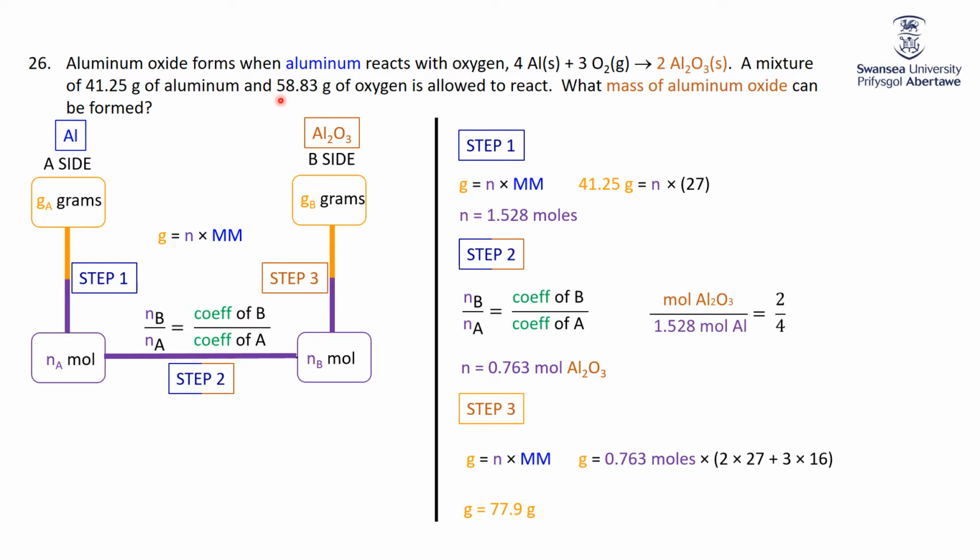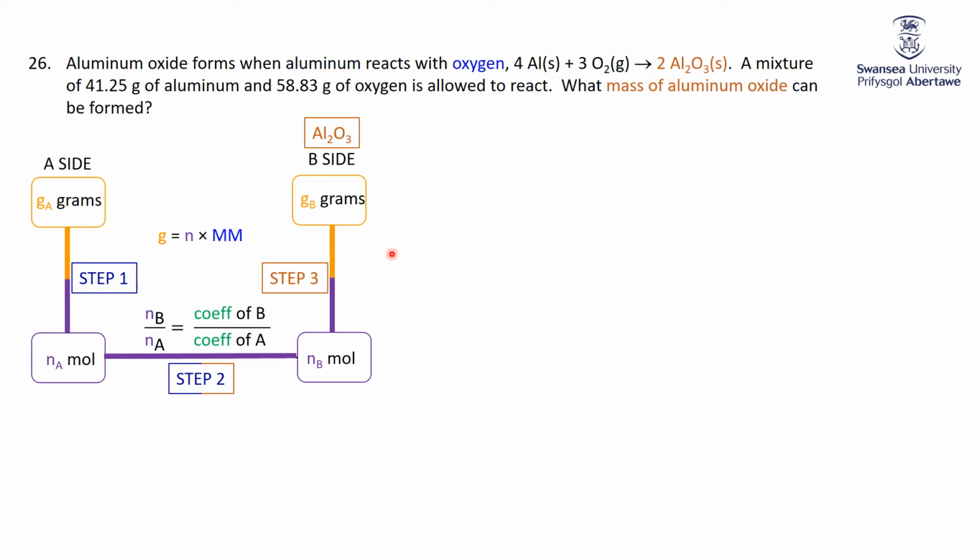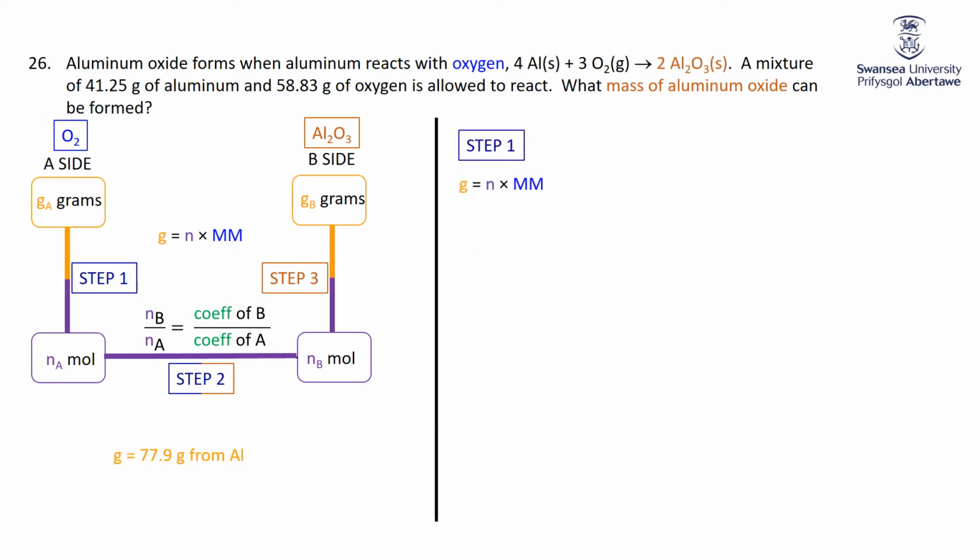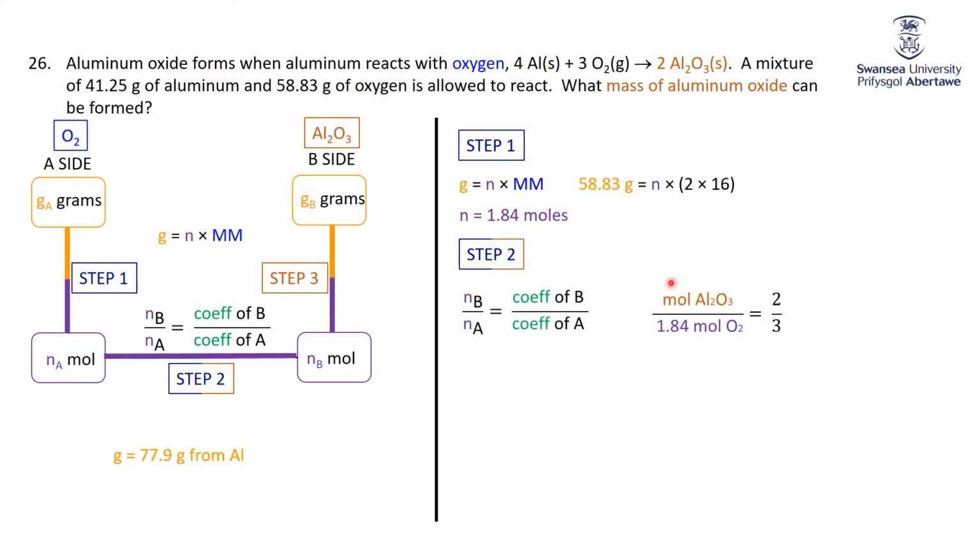But of course, that's not necessarily the answer, because now we've got to go back and say, well, we also know how much oxygen we had. So let's keep exactly the same thing now, except now oxygen is our compound A. Step 1, same idea, except now it's oxygen instead of aluminium, so the molar mass is 32, 1.84 grams of oxygen. Step 2, convert over. Well, now the coefficient of Al2O3 is still 2, but the coefficient of O2 is 3. So that means we get 1.23 moles of Al2O3.